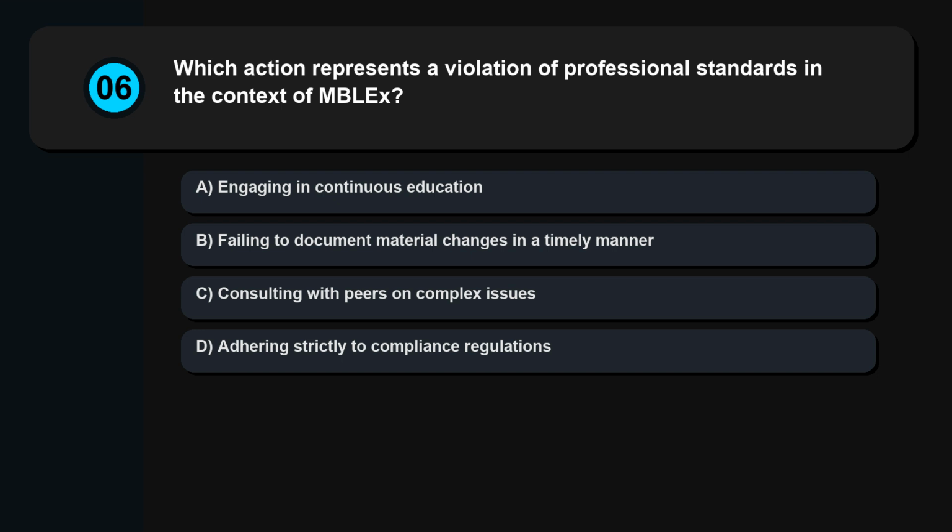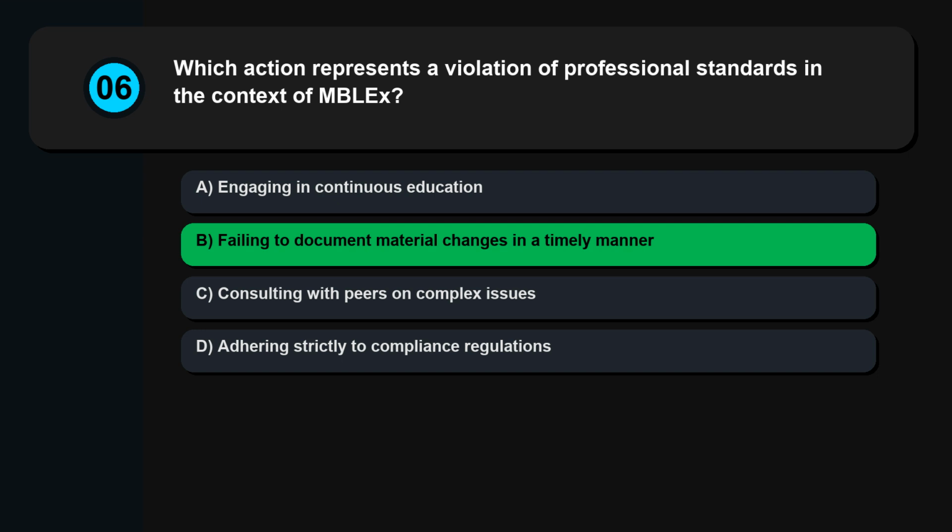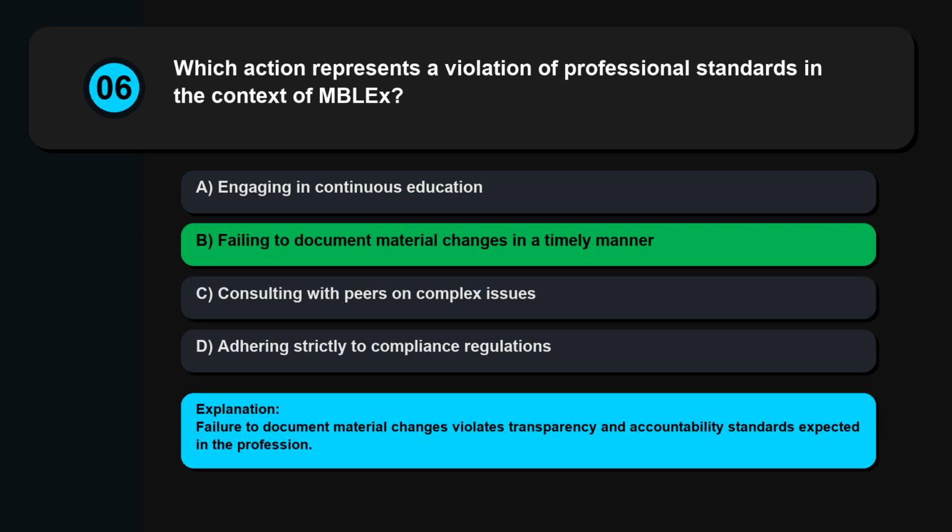Question 6. Which action represents a violation of professional standards in the context of MBLEx? Engaging in continuous education, failing to document material changes in a timely manner, consulting with peers on complex issues, adhering strictly to compliance regulations. Failure to document material changes violates transparency and accountability standards expected in the profession.